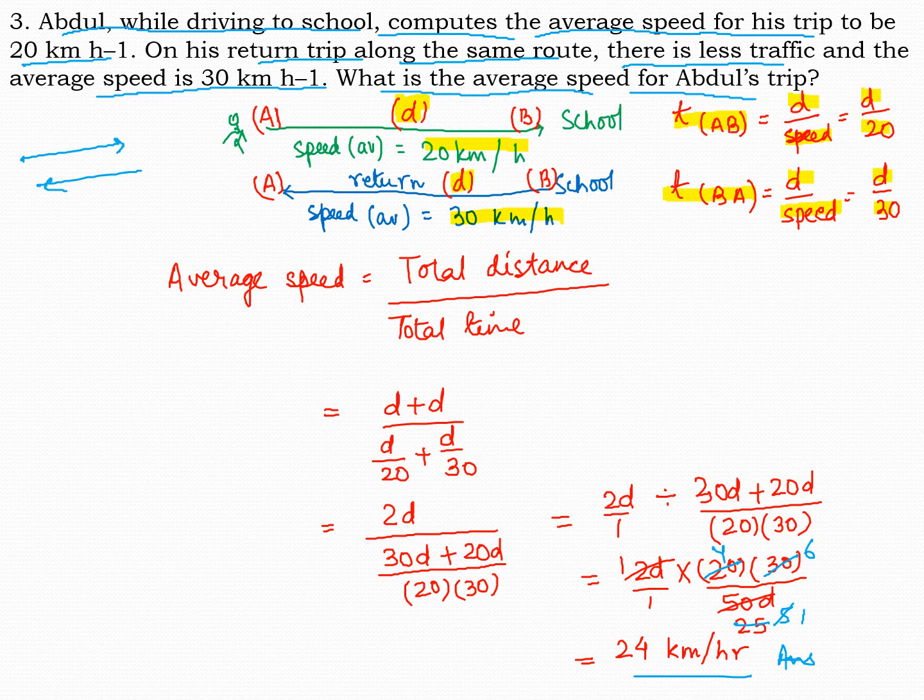Clear? Now average speed, you all know, is the total distance by total time. Total distance here is going and coming, so D plus D, and total time is D by 20 and D by 30. While going it was D by 20 and while coming back it was D by 30. On solving this fraction, we will get the average speed as 24 km per hour.